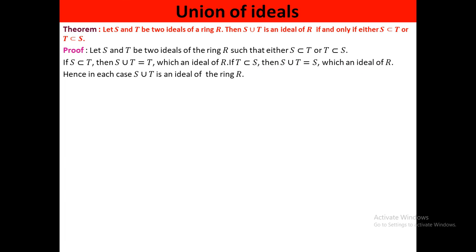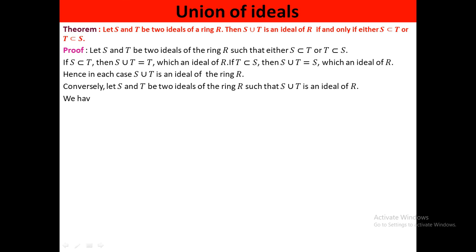Now conversely, we consider S and T to be two ideals such that S union T is an ideal, and then we have to prove that either S is a subset of T or T is a subset of S. So conversely, let S and T be two ideals of the ring R such that S union T is an ideal of R. Now we have to prove that either S is a subset of T or T is a subset of S. That means S is a subset of T means S minus T equals the empty set, and T is a subset of S means T minus S equals the empty set. So we prove it by contradiction.